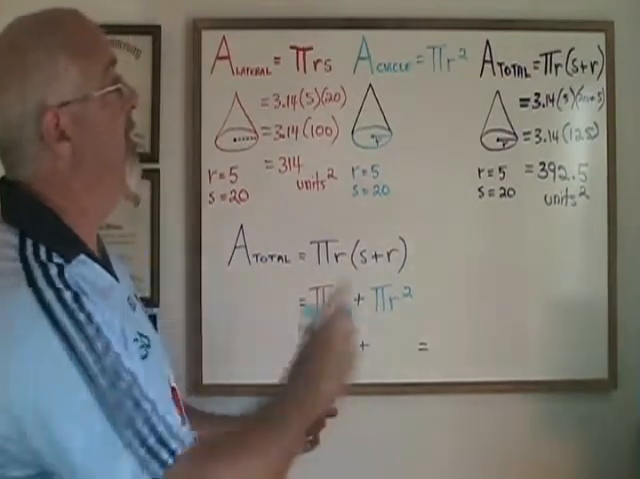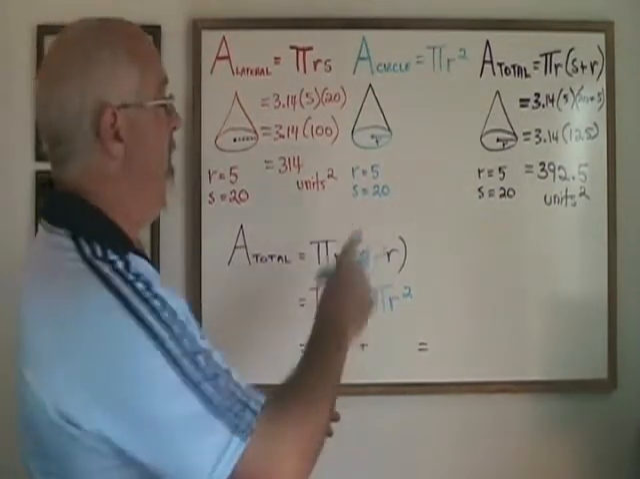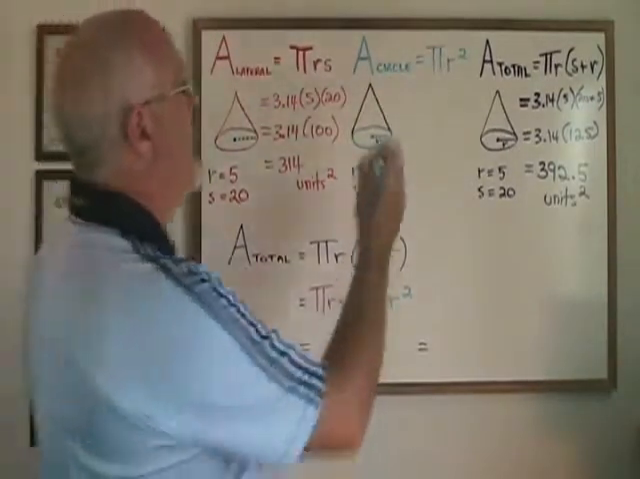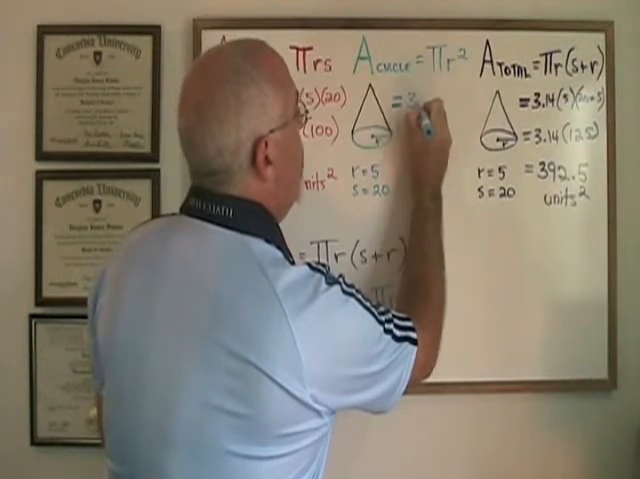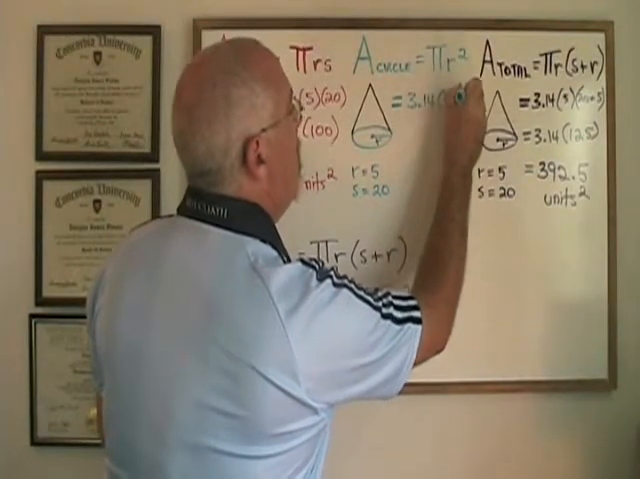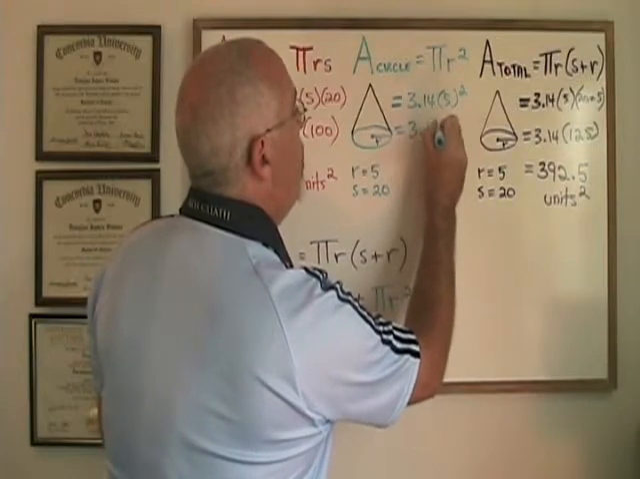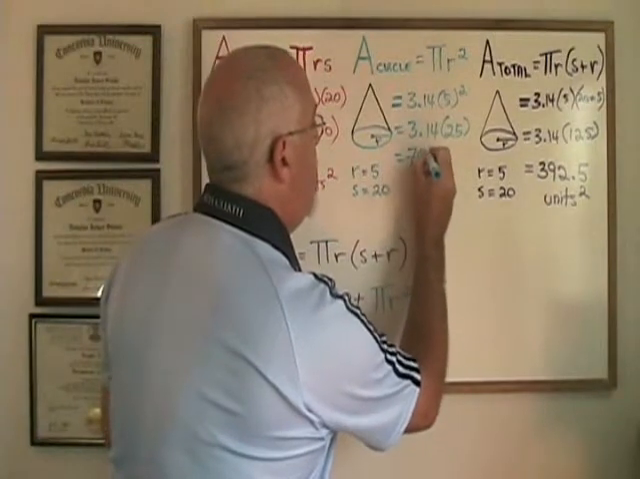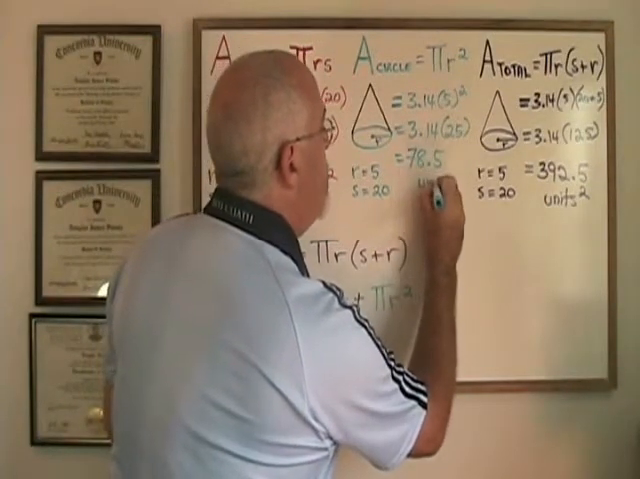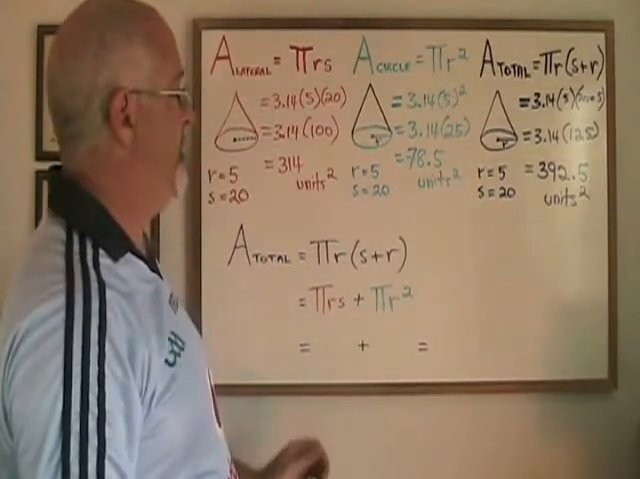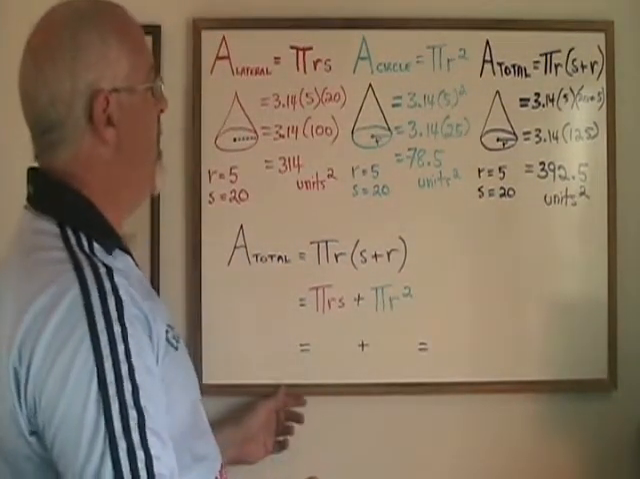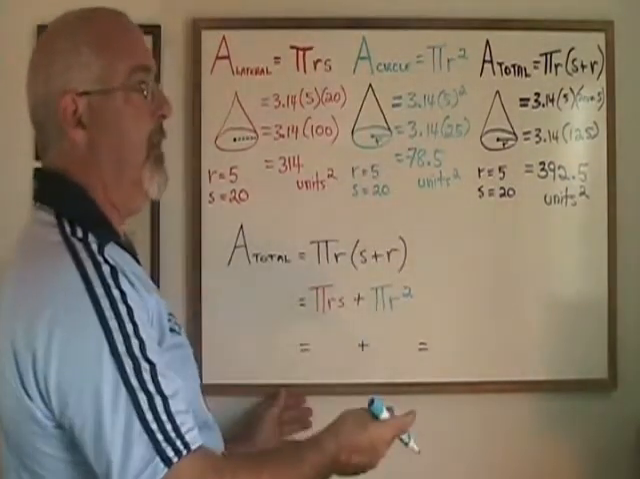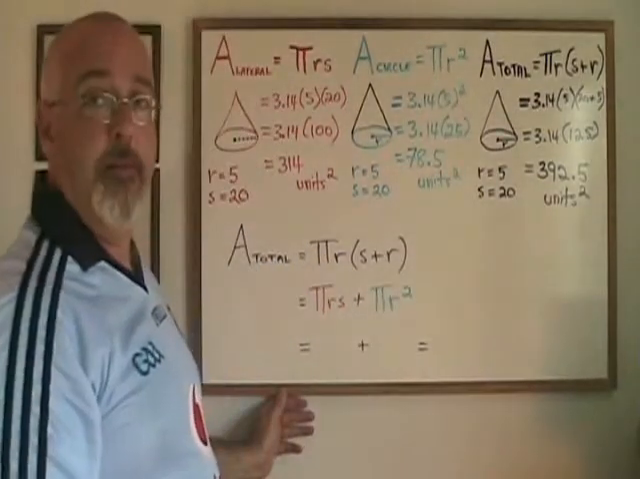Now let's find the area of the circle at the bottom of the same cone. We don't need the slant height this time, but the radius is still 5, so the area of a circle, pi r squared, becomes 3.14 times 5 squared, which is 3.14 times 25, and that gives us 78.5 units squared. It seems that if I add the lateral area of the cone to the area of the circle at the bottom, I have to get the same answer as I got for the total area.